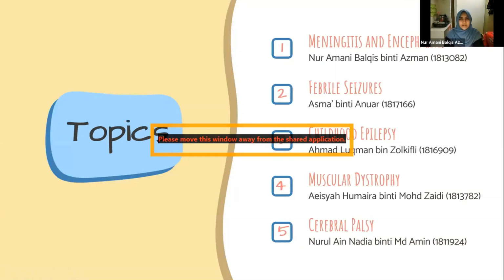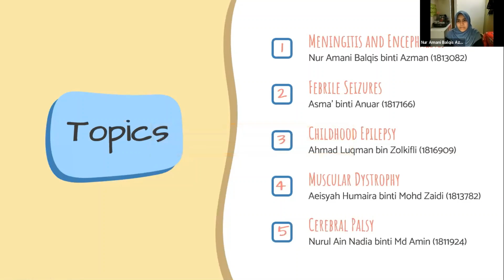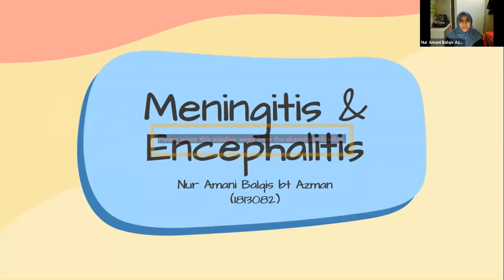So this seminar, we have 5 presenters. First is going to talk about meningitis and encephalitis, followed by febrile seizure, childhood epilepsy, muscular dystrophy, and lastly, cerebral palsy. So proceed to the first slide.